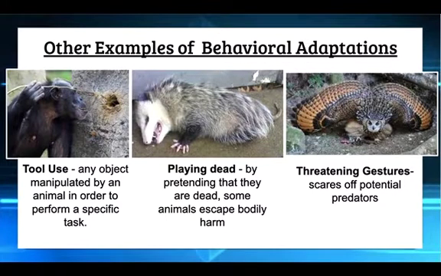Other examples of behavioral adaptations include tool use. In the far left picture, you're going to see a monkey with a stick. That monkey is manipulating that stick in order to perform a specific task, which is hunting for food inside of the tree. The middle picture is a possum playing dead. By pretending that they are dead, mostly possums can escape bodily harm when they feel like they're threatened.